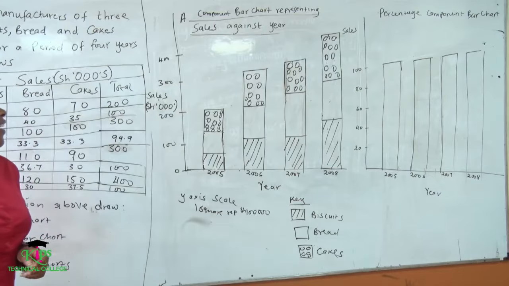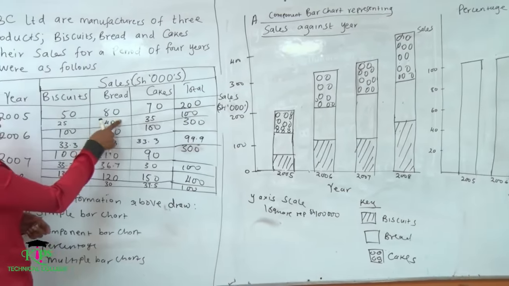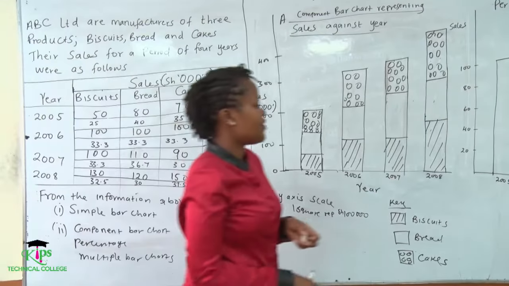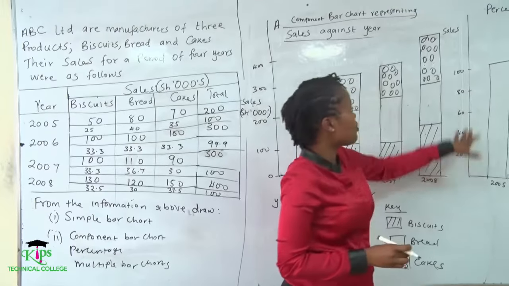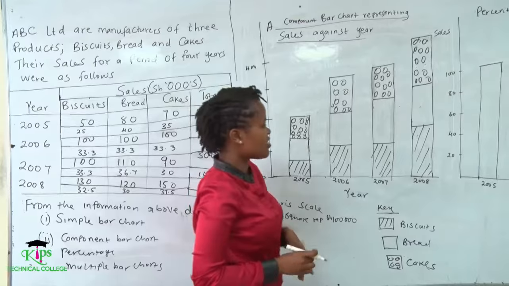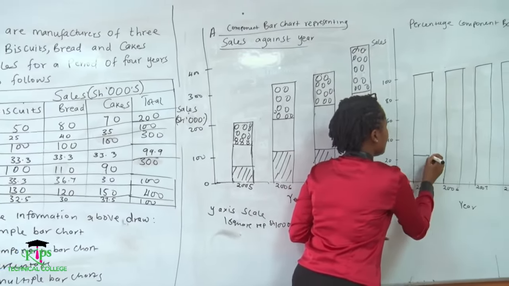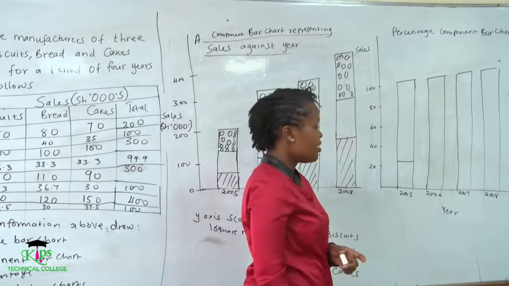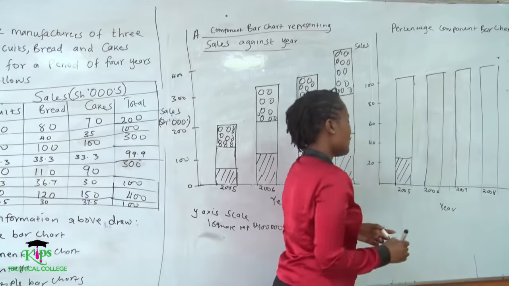So for 2005, we start with the first. Our first percentage is 25. The second one is 40. The other one is 35. So 25. You see, my scale now has changed. It is up to 100, not like the previous one, which was up to 400. So we have up to 25. We use the same key. So for biscuit, it was represented that way.